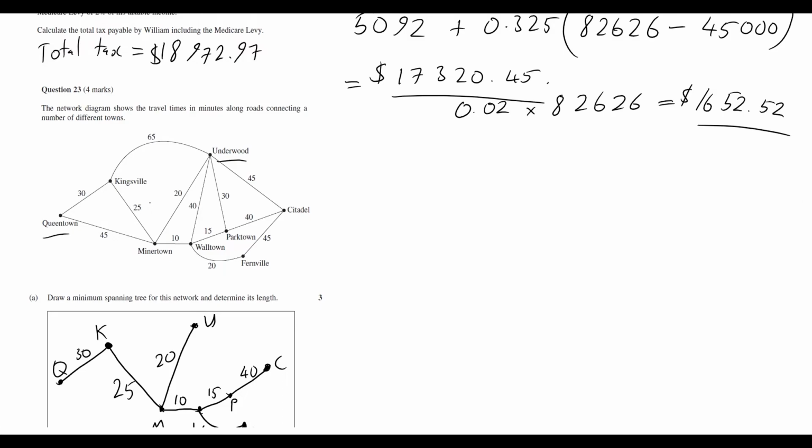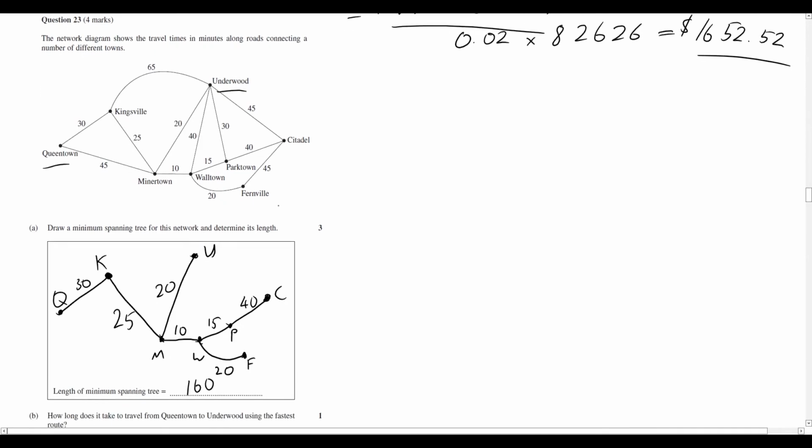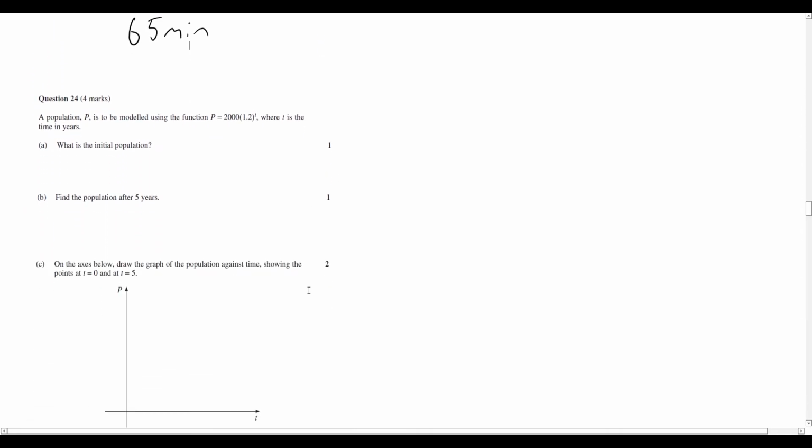Is that the best option? What if we go Queenstown to Minortown to Underwood? So it's going to be 45 plus 20, which will give us 65, as opposed to the 30 plus 25 plus 20, which would give us 10 extra. So no, certainly we'll go from Queenstown to Minortown to Underwood for a total weight of 65. And so we can say that it would take 65 minutes to travel from Queenstown to Underwood using the fastest route.